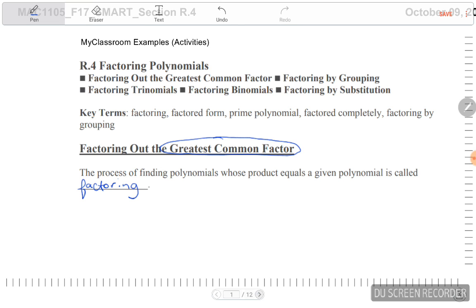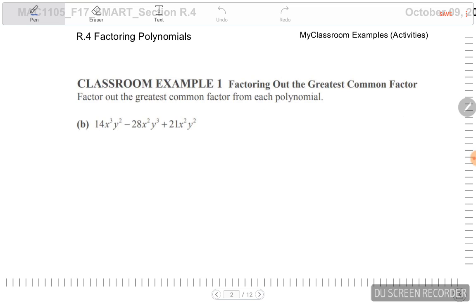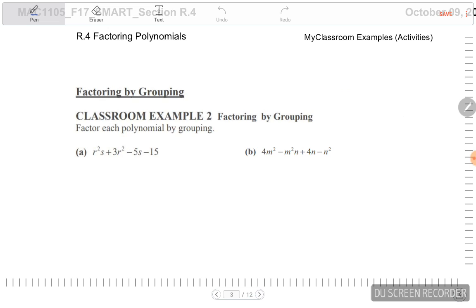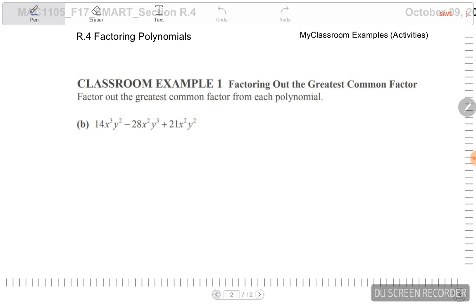All right, so let's go on to the next one. Class, the greatest common factor. Factor out the greatest common factor from each polynomial. Looks like I'm missing part A, or maybe it's just out of order. Yeah, I don't know. I guess I lost it, but that's fine. All right, so here we go.